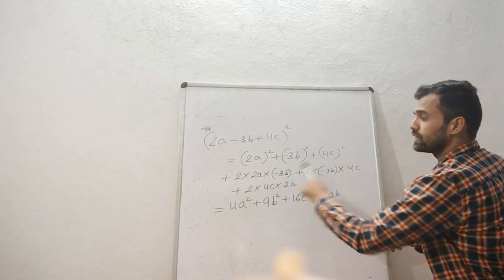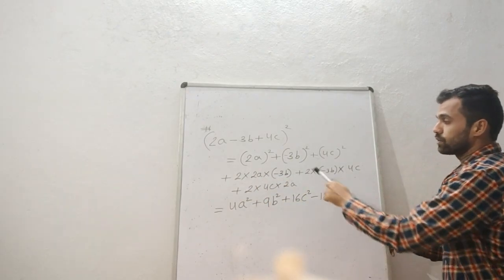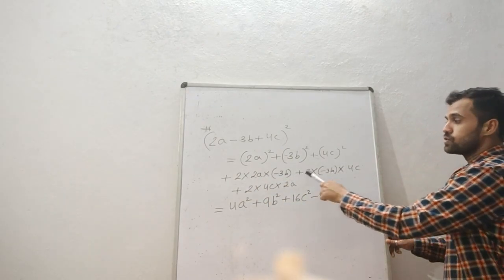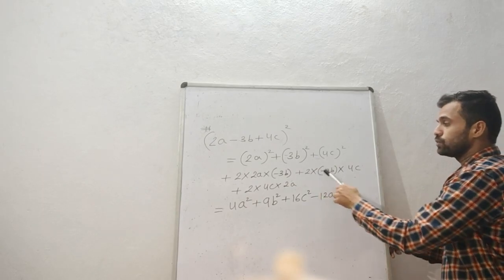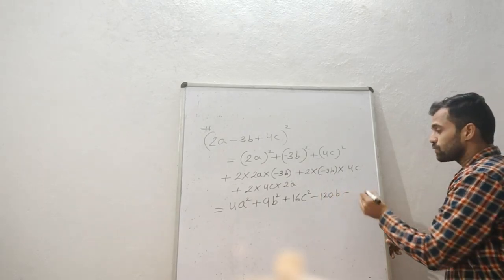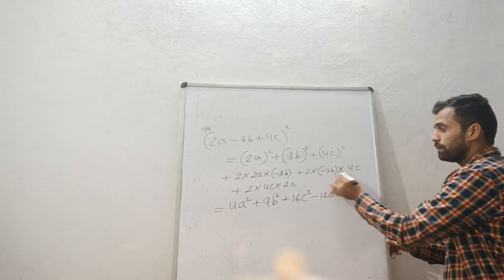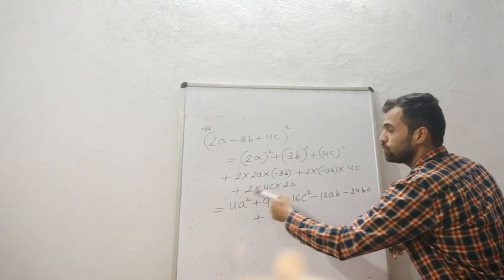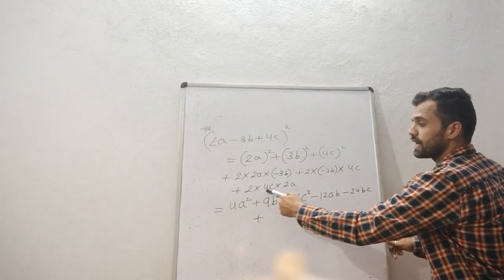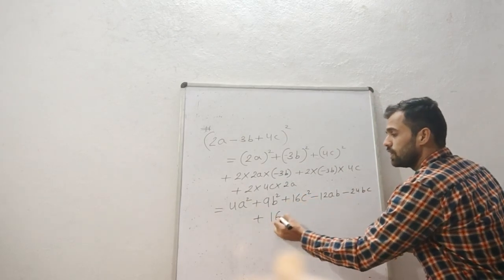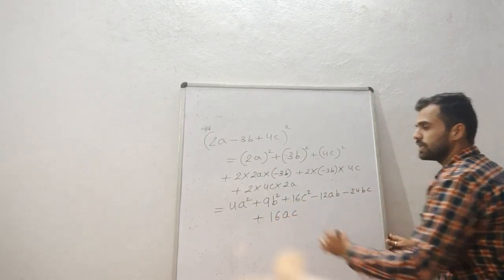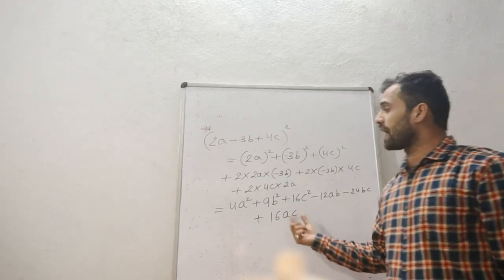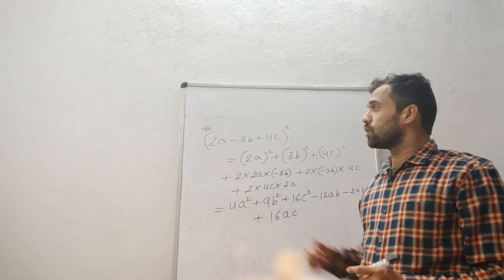2 times 3 times 4 is 24. Okay, now plus and minus, so it will come with a minus sign as well. 2 times 3 is 6, 6 times 4 is 24, and b and c will come here, minus 24bc. And the last one, all are positive, so the positive sign will come. 2 times 4 is 8, 8 times 2 is 16, so 16ca. You can write ac or ca, no issues. So this is the final answer of this question.